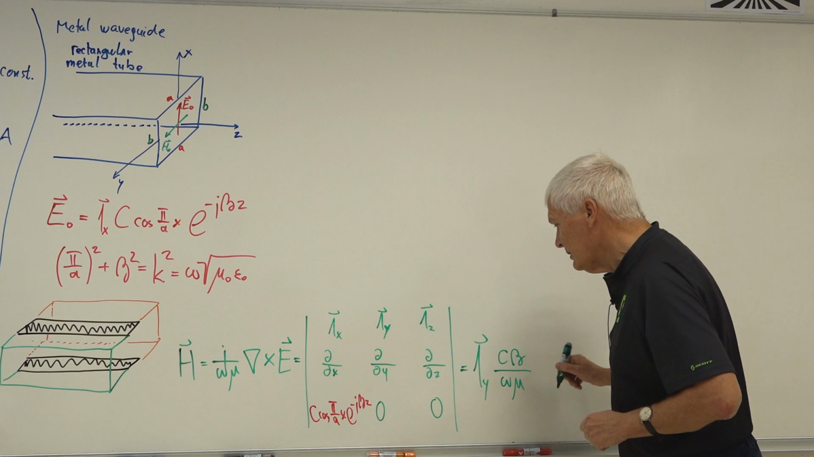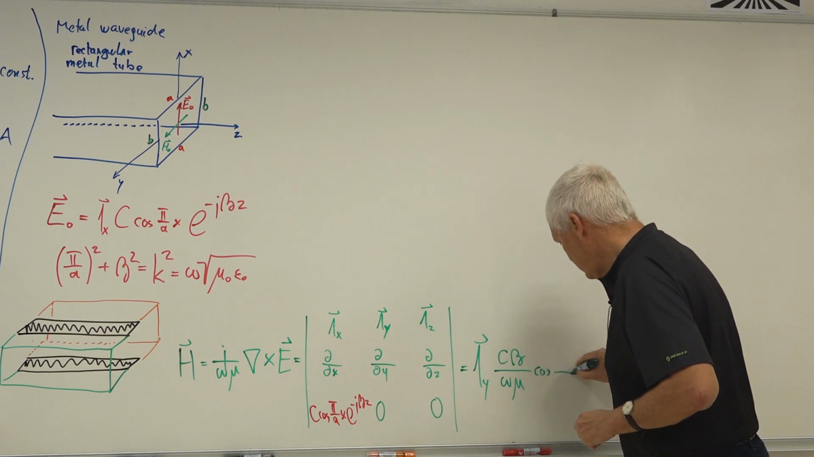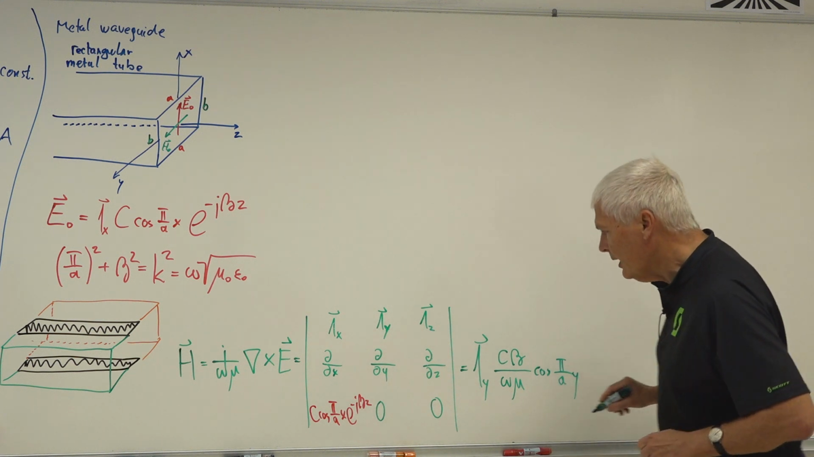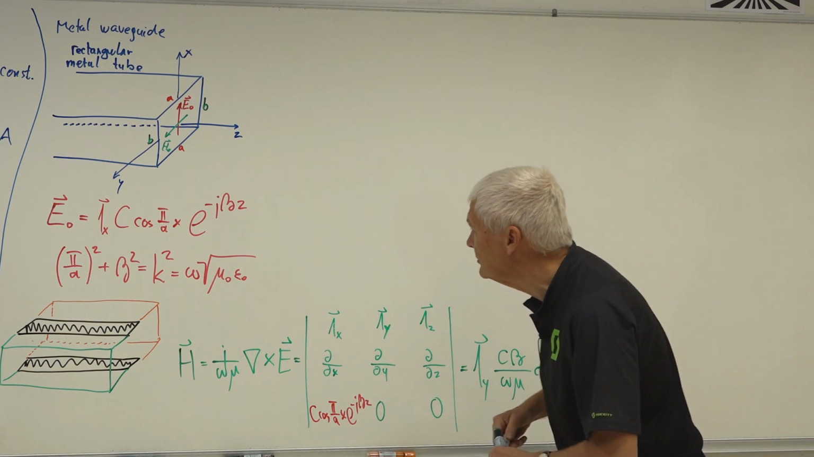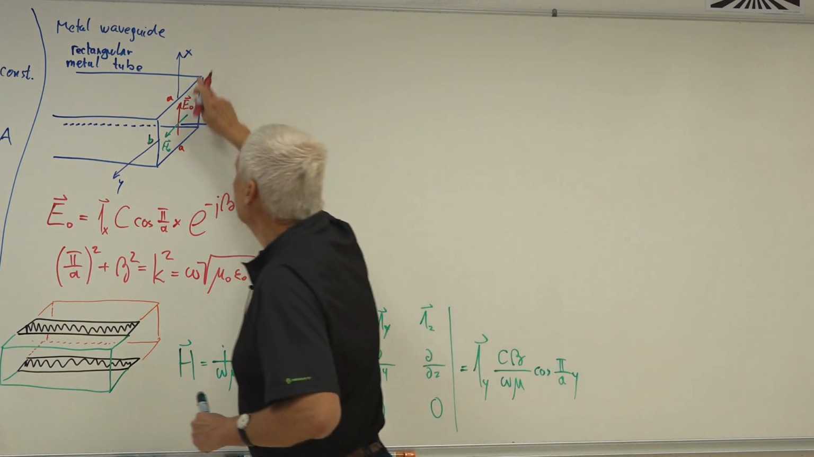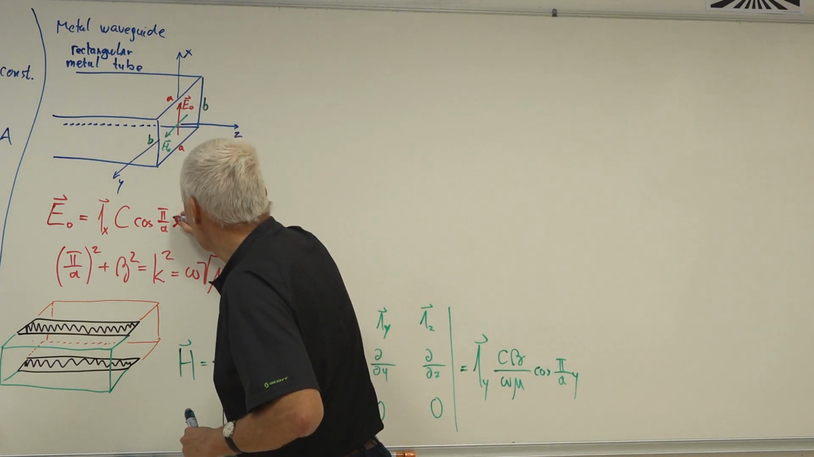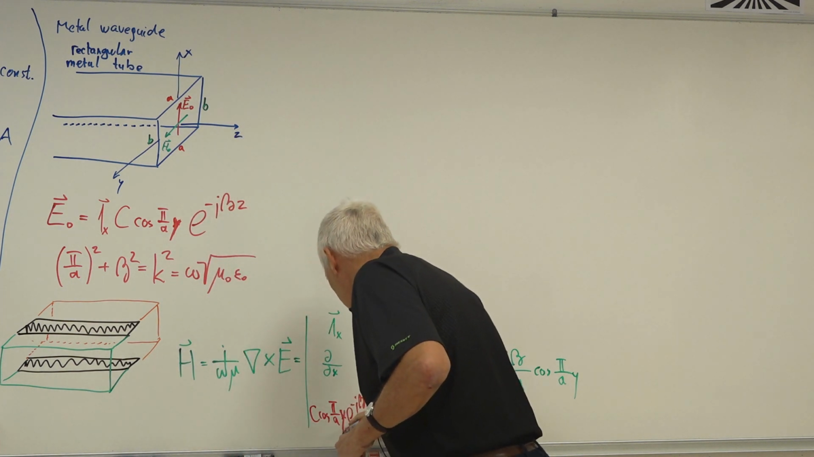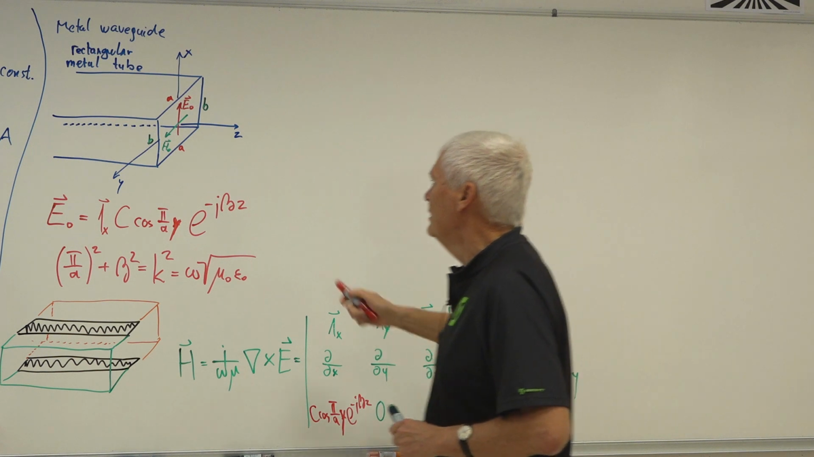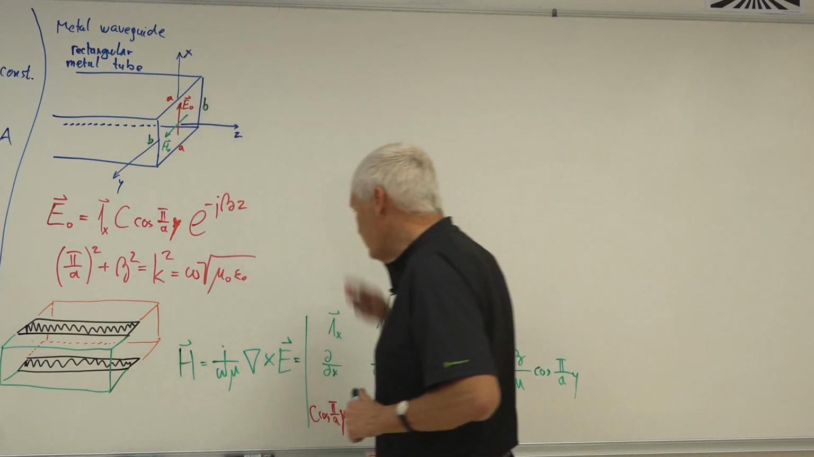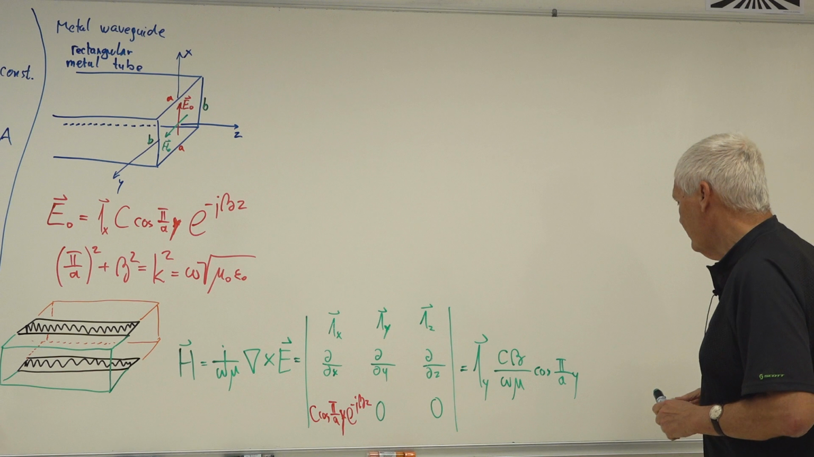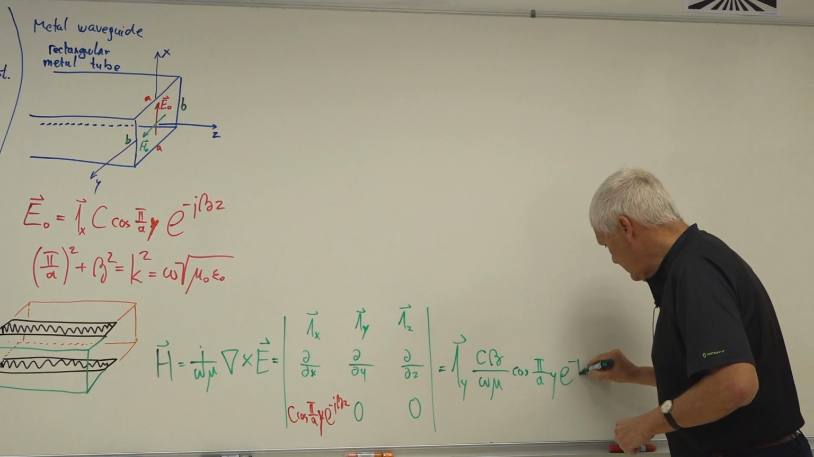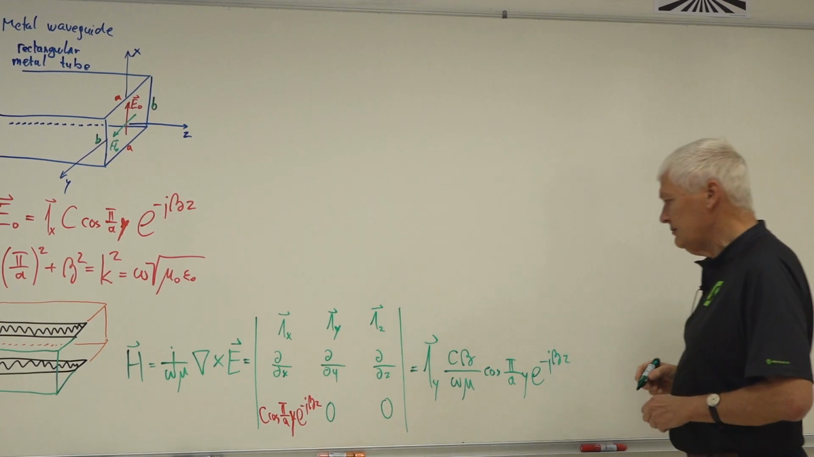Times cosine of pi over a x. Oh, I made a mistake here. This is a function of x. Already here I made a mistake. I have to correct this. The field changes direction. I will draw the sketch. I make the sketch upper here. E to the minus j beta z. This stays as it was.